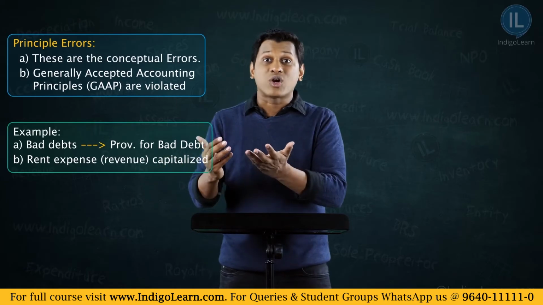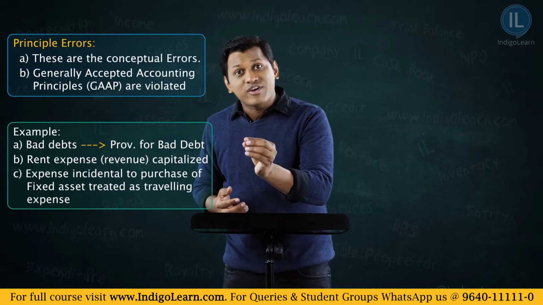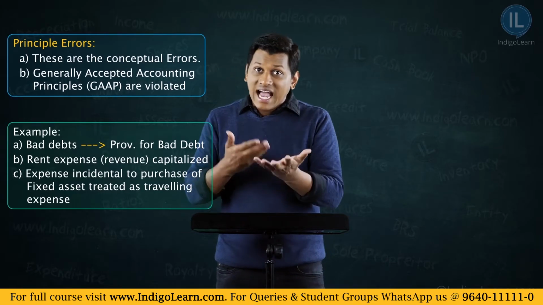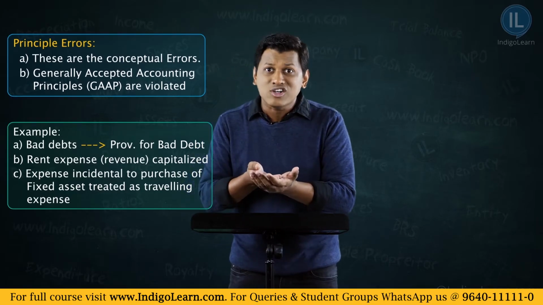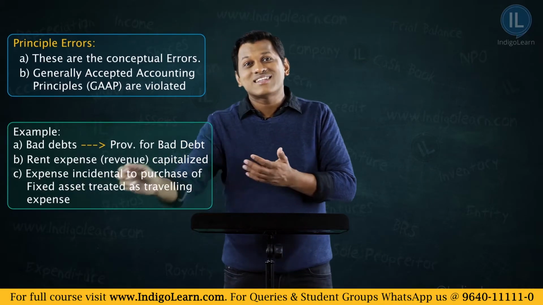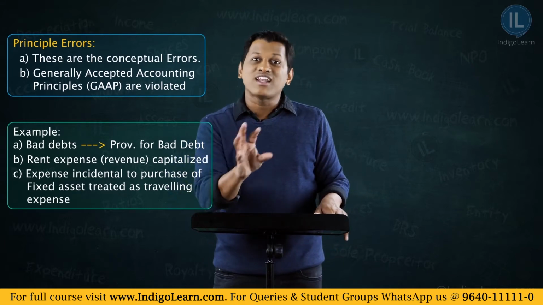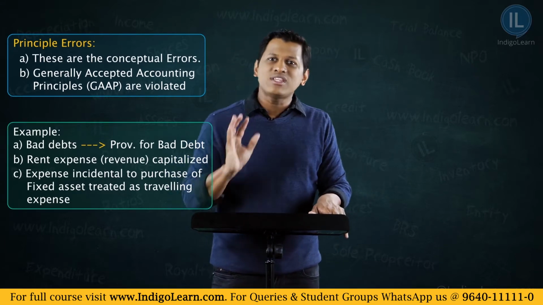Or maybe it's the other way around. You incurred some expenditure towards travel when you are purchasing a fixed asset. That ideally should be added to the asset cost, right? But that is not added to the asset cost. It is charged off to P&L. So all the costs which are related to the assets have to go into the asset cost.